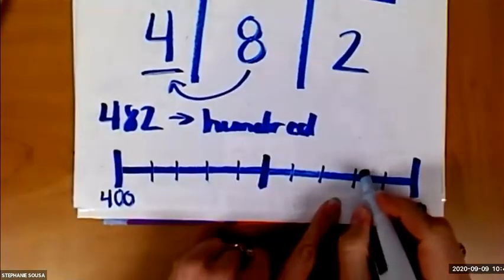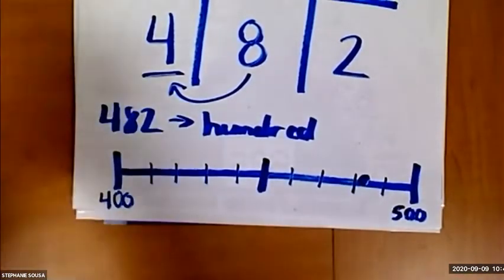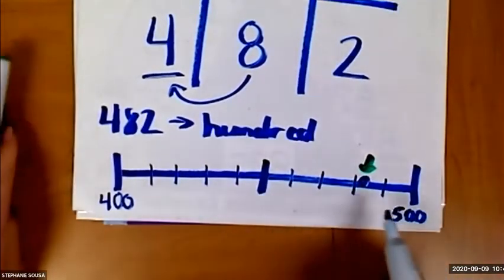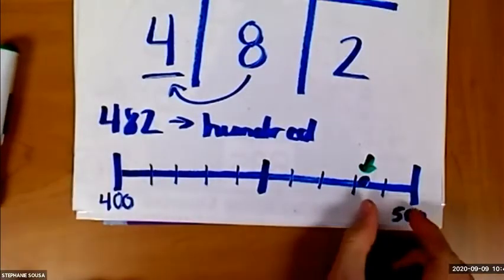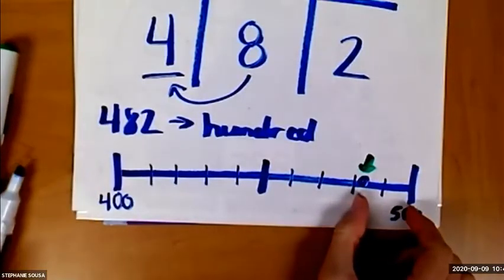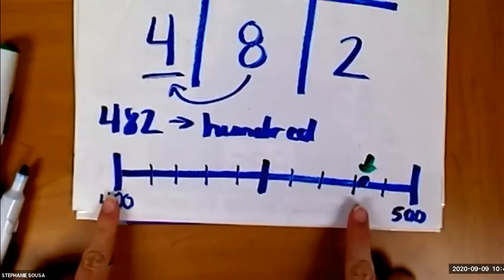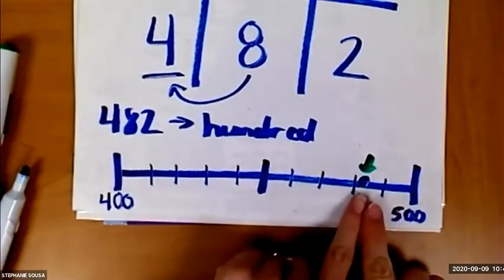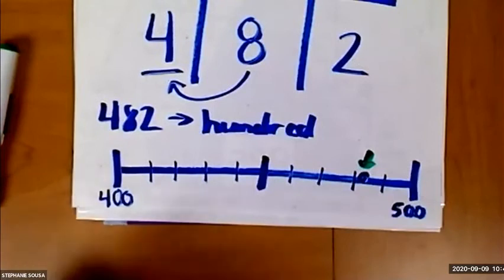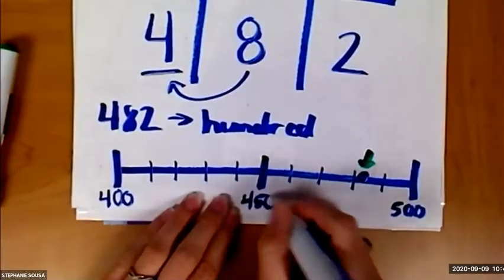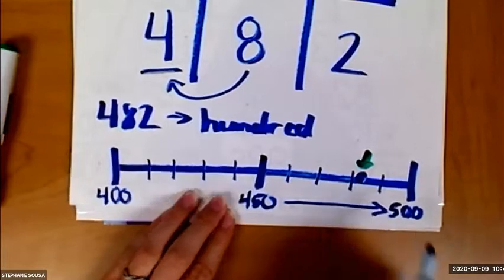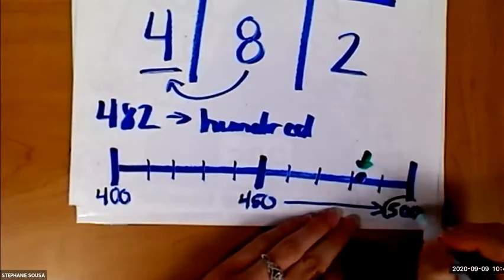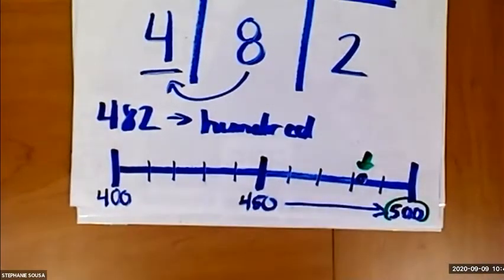482 is going to be about right here on the number line. I can see that this is closer to 500. Look at this. It's that short. If it had to go round to 400, look how long it would have to move. Whoa, that is so far away. So because my tens place has a value that is greater than 50, it's going to move forward or up to 500. So 482 rounds up to 500.